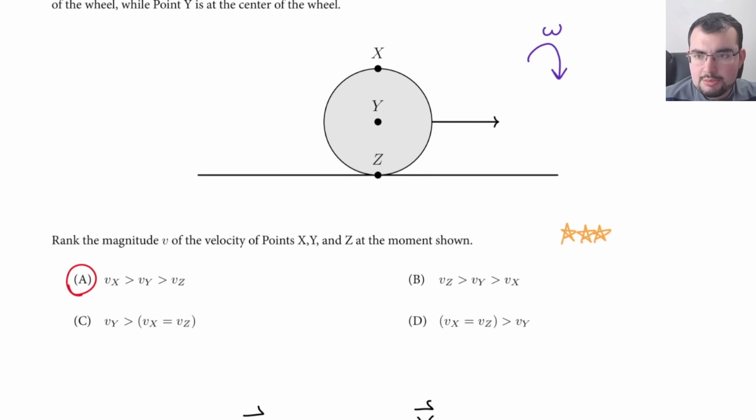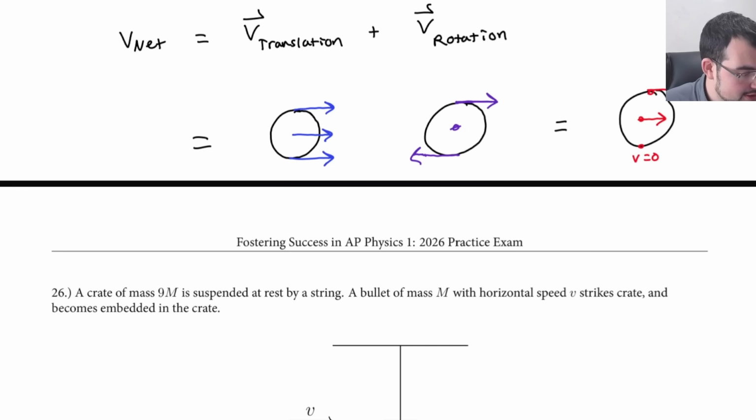Understanding rolling conceptually is very difficult. I think most of us might know this fact that the point in contact at the bottom is instantaneously at rest at all times, but thinking about how the other two relate might be non-trivial.